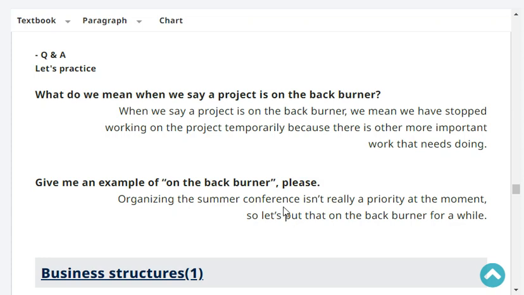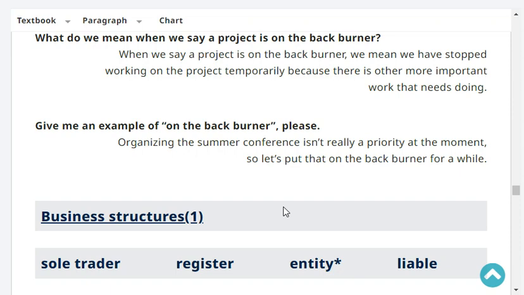Greg, give me an example of on the back burner, please. Organizing the summer conference isn't really a priority at the moment. So let's put that on the back burner for a while.